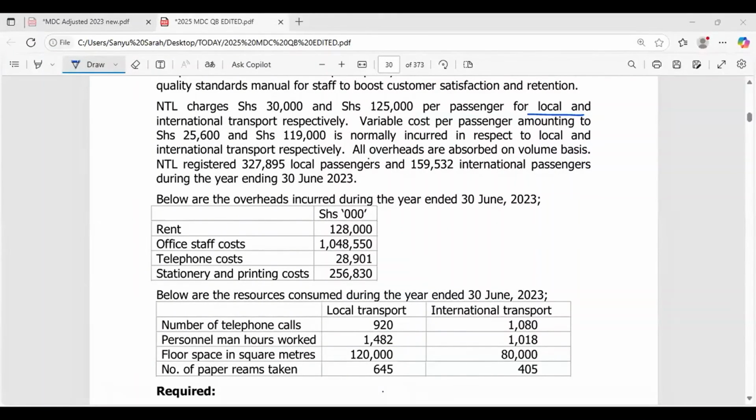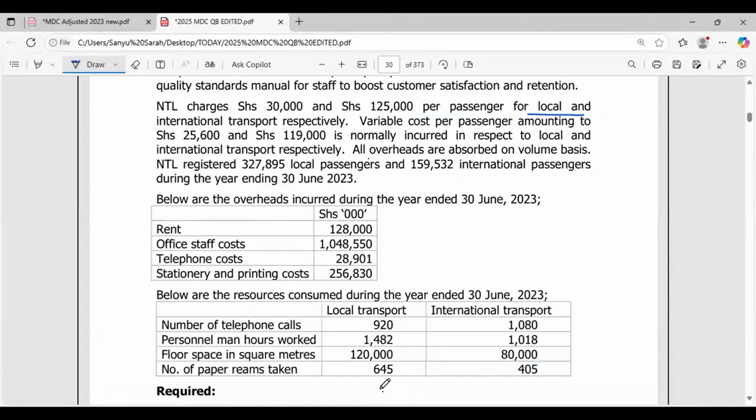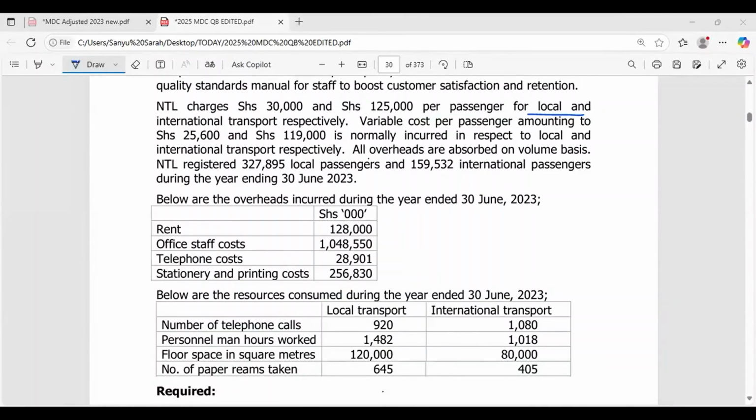256,830,000 divided by the total number of paper rims taken. So what is the total paper rims taken? 1050.